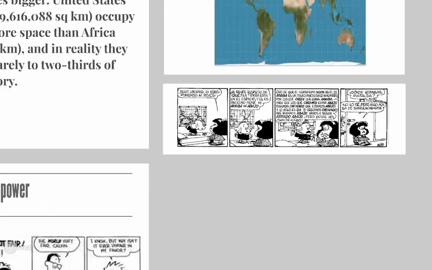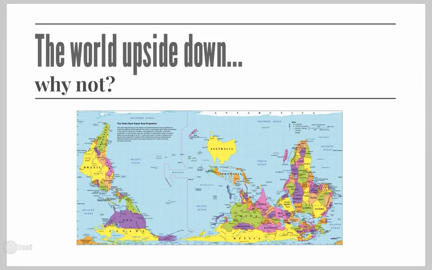So let's see what Libertad was trying to show Mafalda. This is the world upside down, a world map that represents all the regions of the world in a way that we are not used to seeing. And I ask you, why not? Why does this seem so awkward? Why does it actually seem wrong? We have an idea of the world in our heads that is full of history, that is full of reasons why it is the way it is.